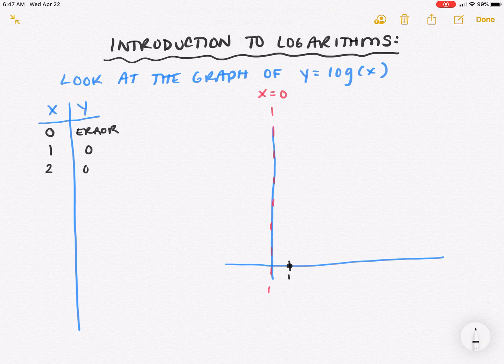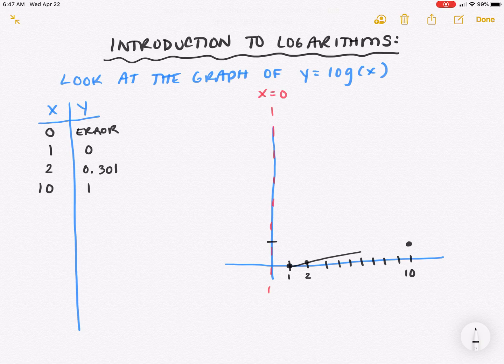When I plugged in 2, I got a really small number. When I plugged in 3, I got a really small number. It wasn't until I plugged in 10 that I finally outputted 1. So when I plugged in 2, I got like 0.3. 3, 4, 5, 6, 7, 8, 9, 10. 10 units to the right, and I finally output 1. I have to go 100 units on the x-axis to finally output 2.